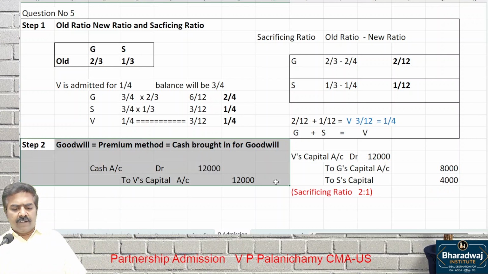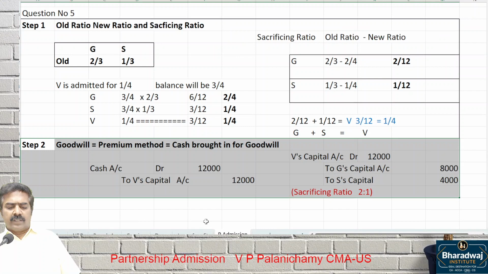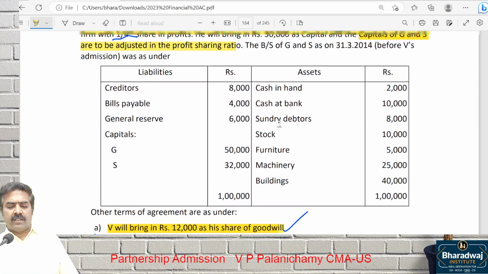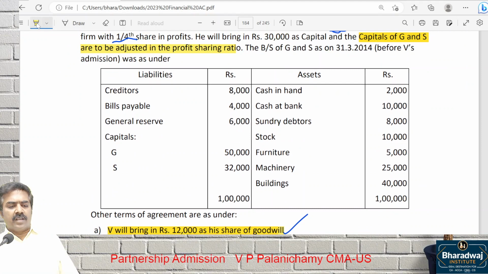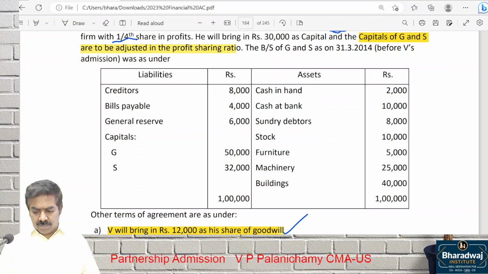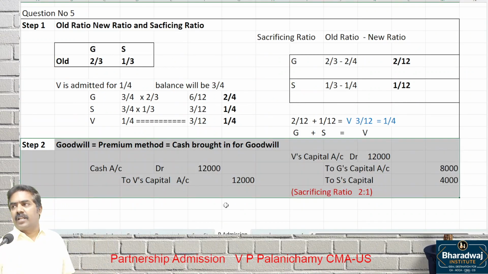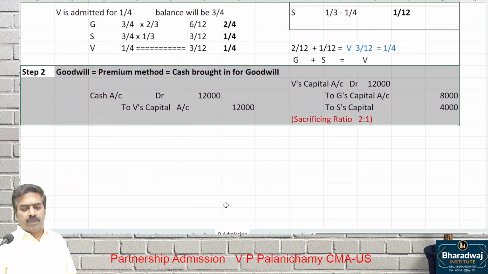So goodwill, we adjust using which method? Premium method. Most important, please check if there is any old goodwill in the balance sheet. Why should we check? Because under the premium method, if there is any old goodwill, it must be written off to old partners in old ratio.